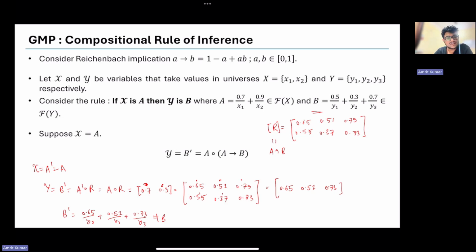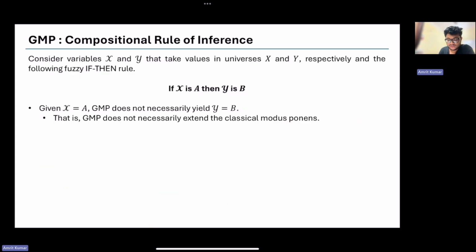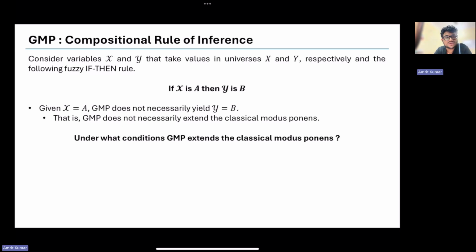Therefore, we arrive at a very interesting conclusion that the generalized modus ponens does not necessarily extend the classical modus ponens. And this is something that does not align with our expectation, right? So it's natural to ask under what conditions the generalized modus ponens extends the classical modus ponens, or in other words, given the input fuzzy set A dash to be A itself, when does the output fuzzy set B dash become B itself.